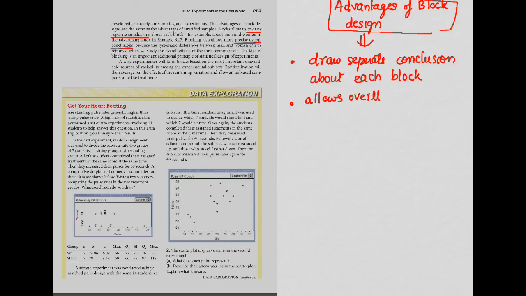Overall conclusion, which is more precise.